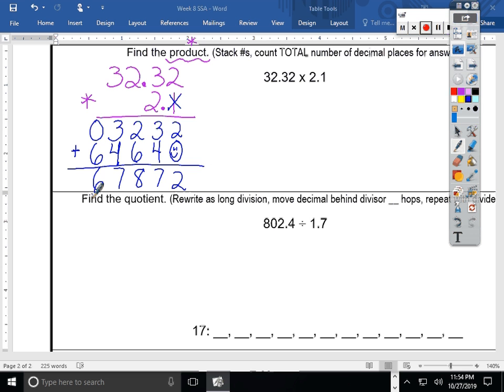And this number is way too big. It's huge. This is saying you have 32 times something close to 2. If I were to use some estimation skills, I know this is way too huge. So now we go back and we talk about that decimal placement.